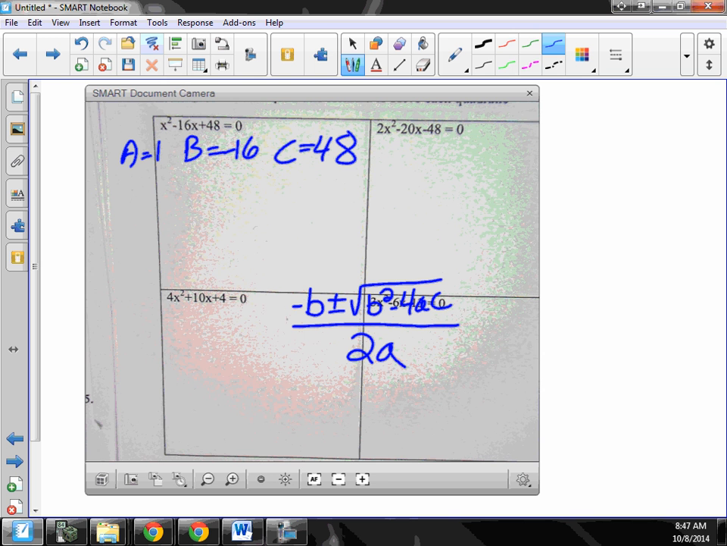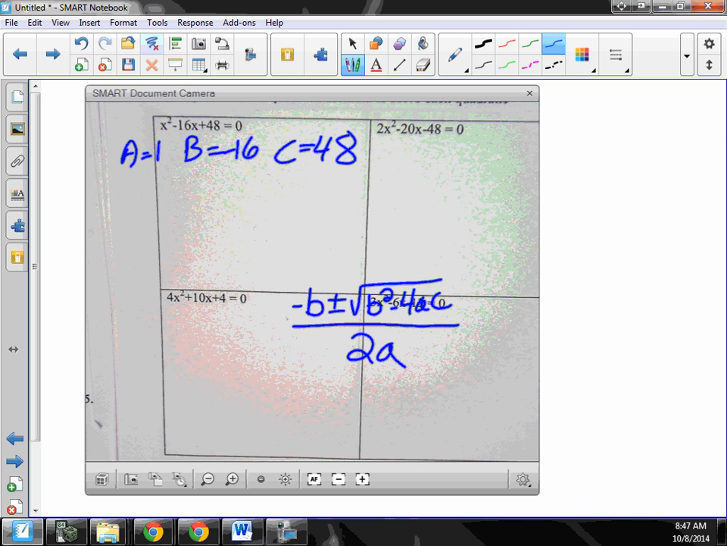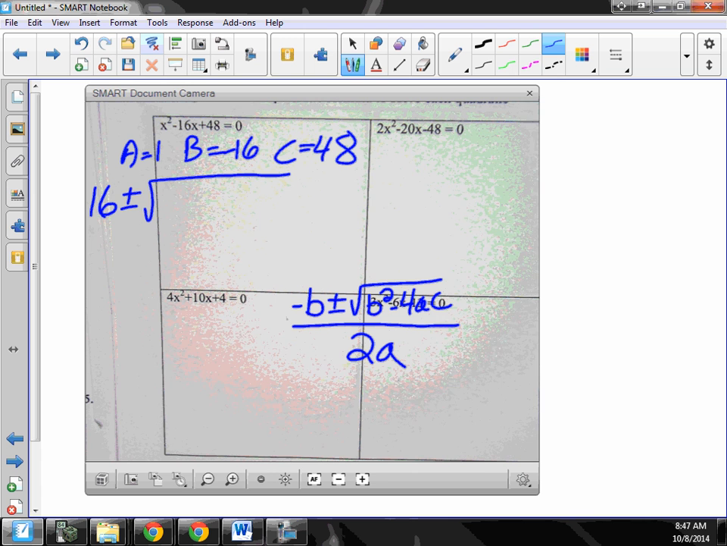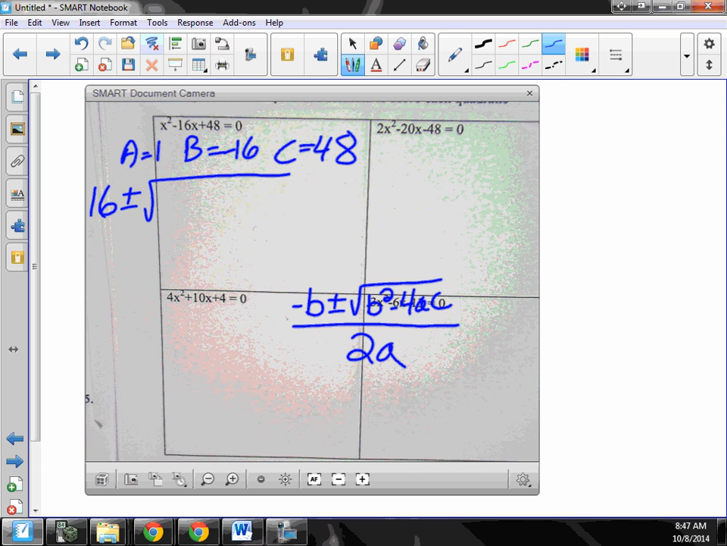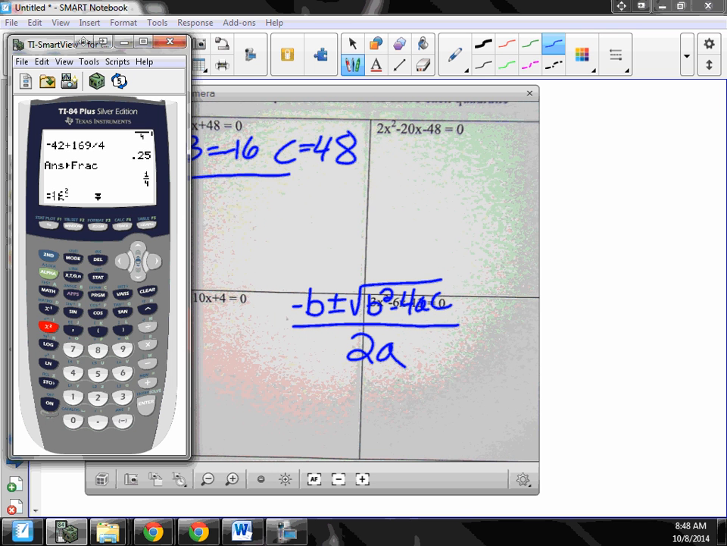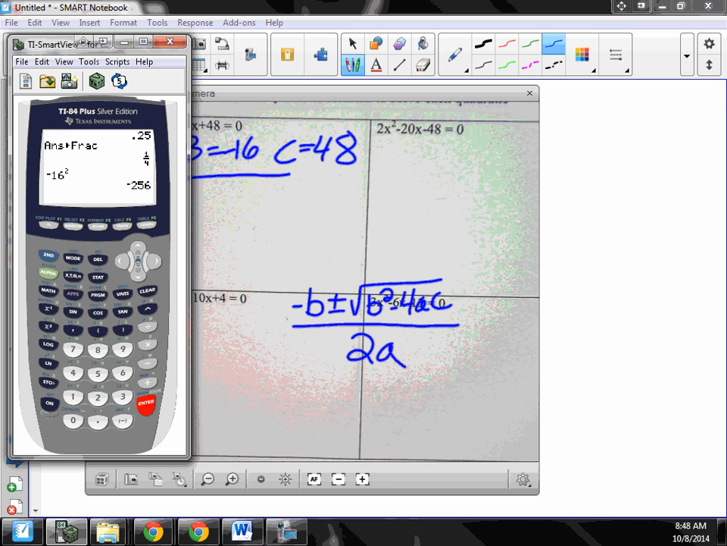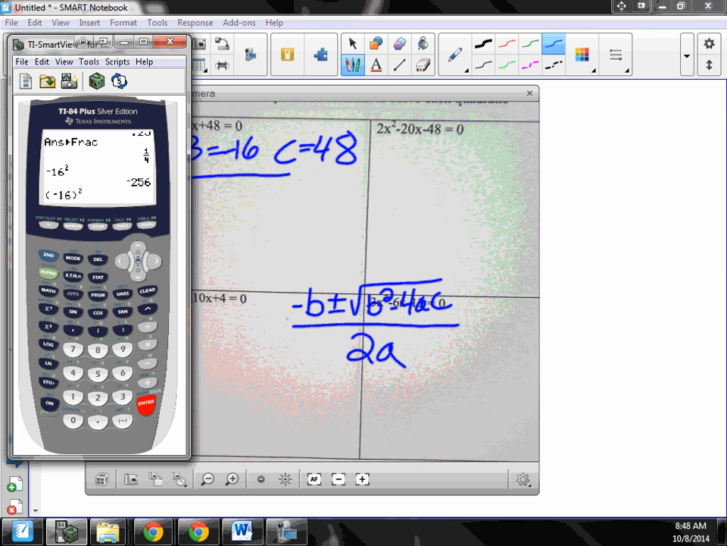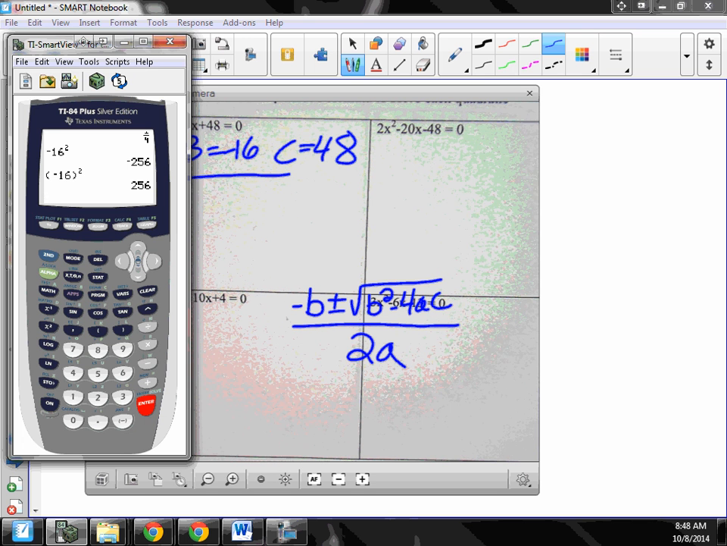So, we're going to plug it into the formula. What is negative B? 16. So 16 plus or minus the square root B squared. Now here's a word of caution. If I typed in negative 16 and squared it, I'm going to get the wrong number. What is negative 16 squared? 256. Why did it give me negative 256? Right, it's following order of operations, which says that subtraction comes after exponents. So it squared it and then made it negative. So you either leave the negative off or you do this, and it will give you the right number. So 256.